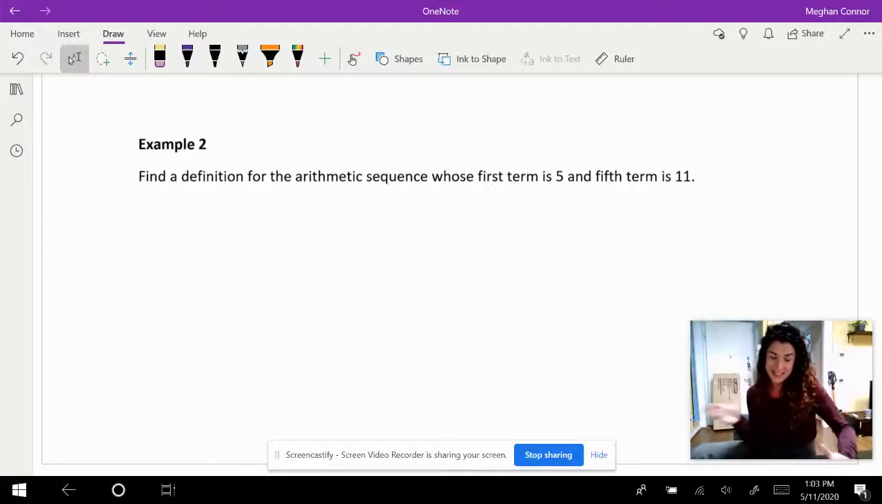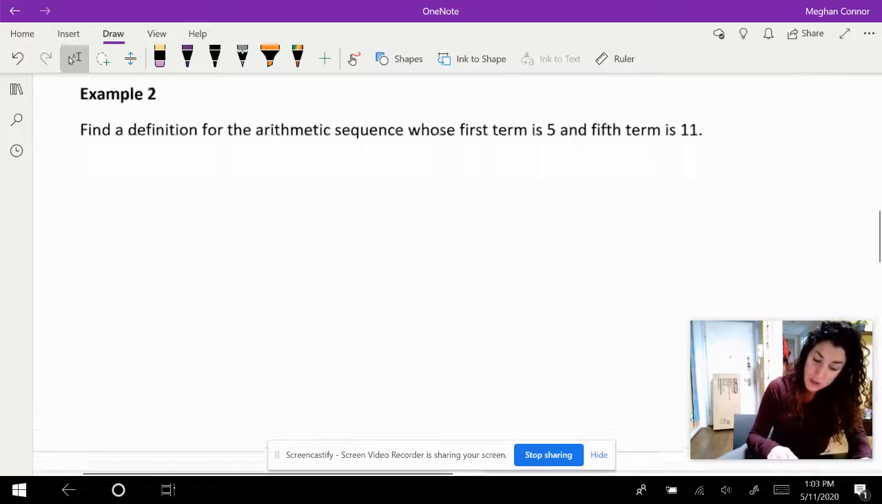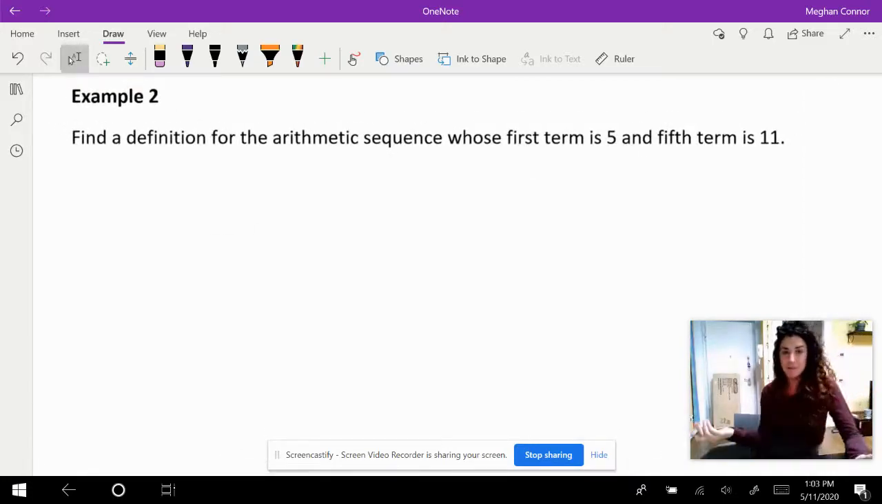That's as easy as it gets. It will get harder. Find a definition for the arithmetic sequence whose first term is 5 and fifth term is 11. So we don't know what the common difference is.